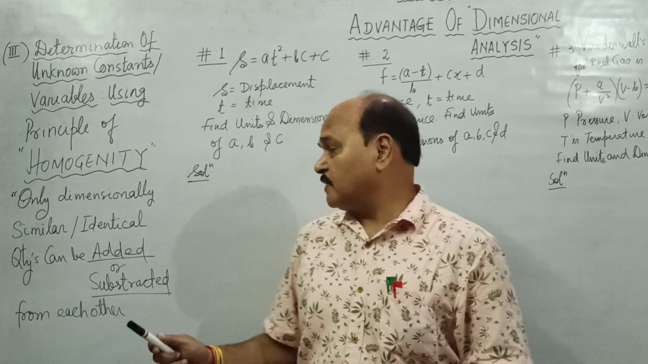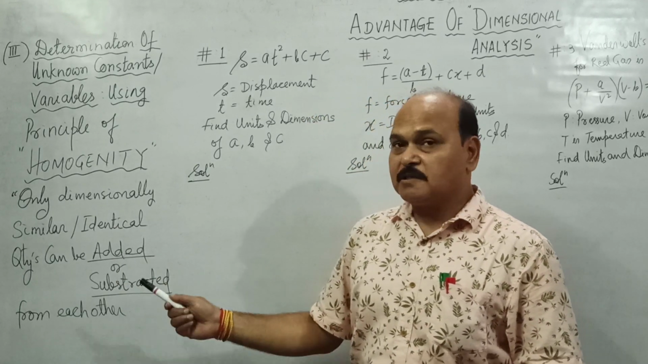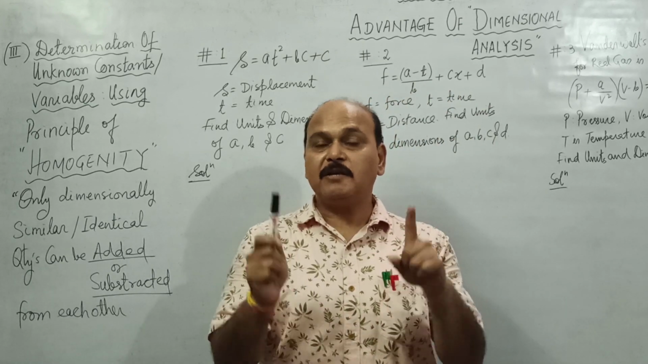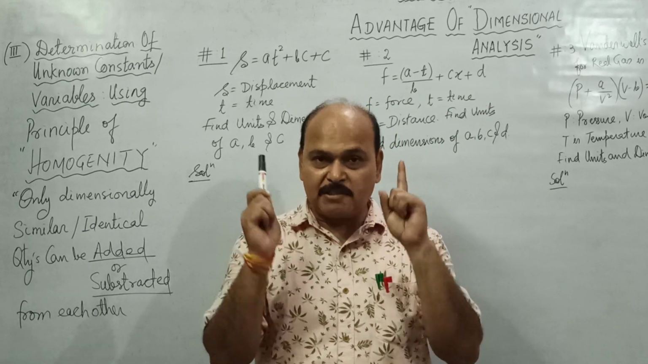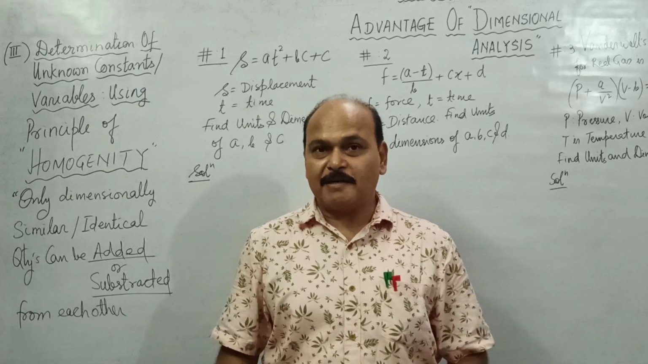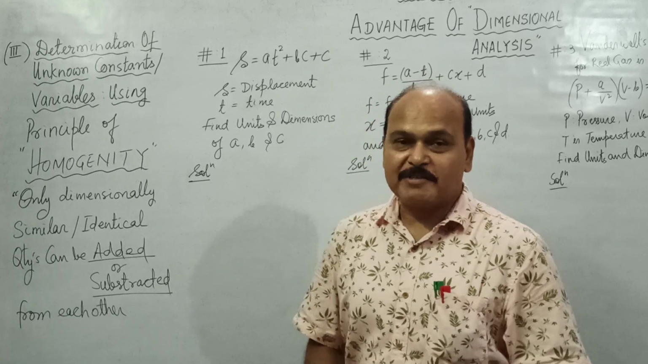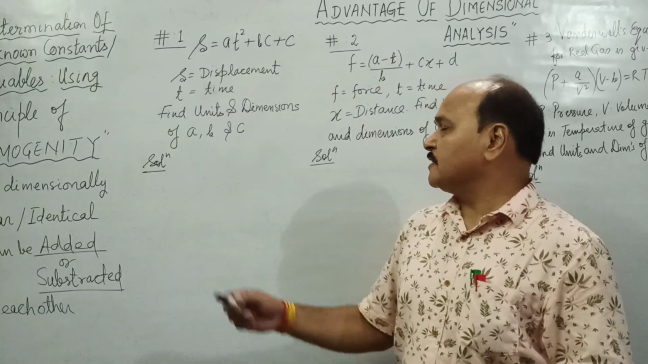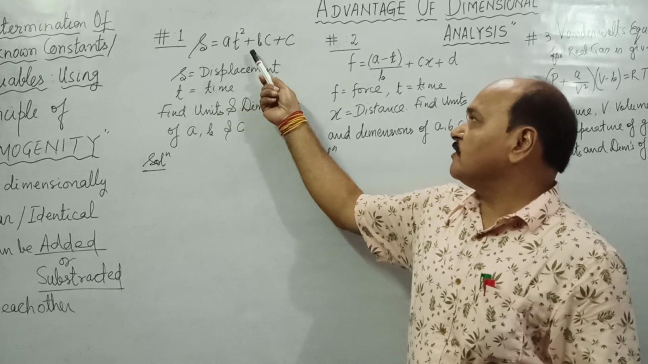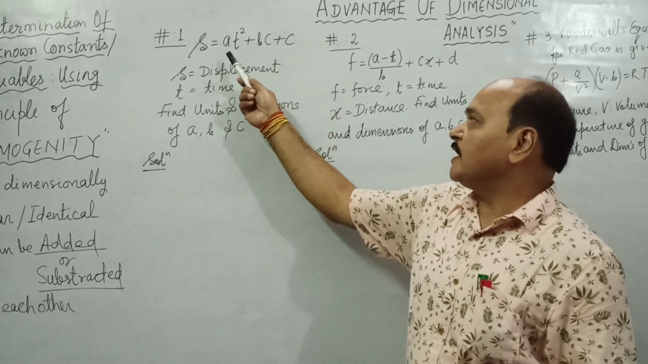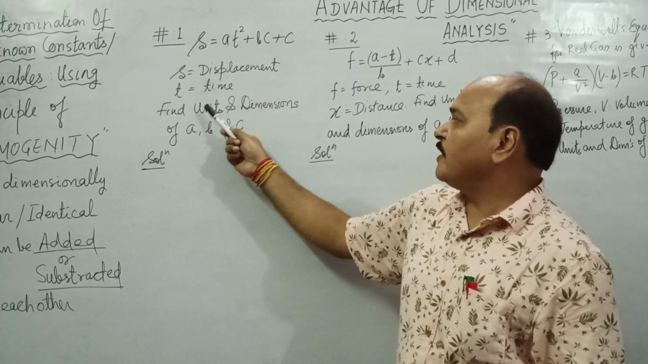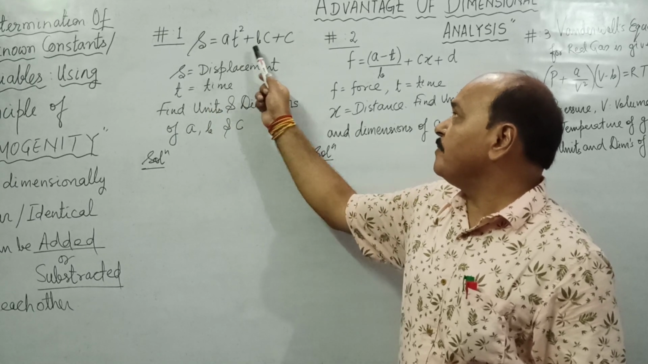But as far as addition or subtraction is concerned, it is done only for those quantities which are dimensionally homogeneous, which are similar or identical. So let's understand it well with the help of example. Well, this is question number 1 of the day. S is equal to AT square plus BT plus C, where S is displacement, T is time. Find units and dimensions of A, B and C.